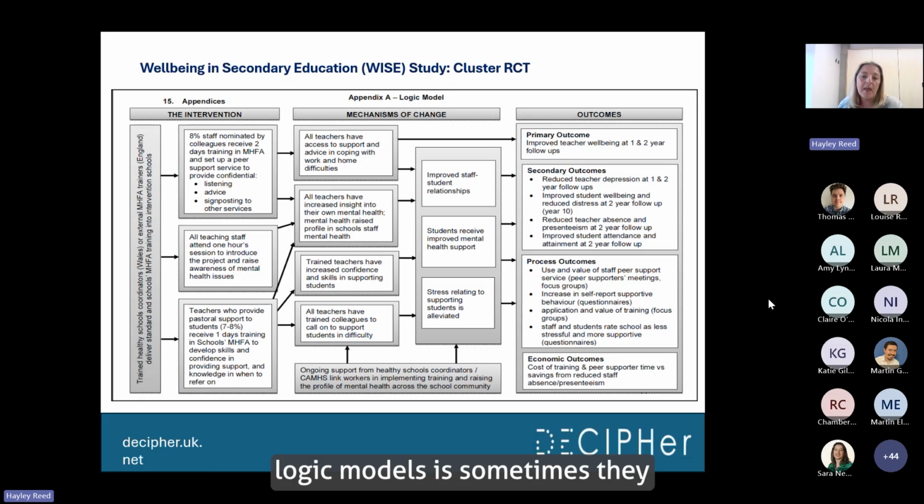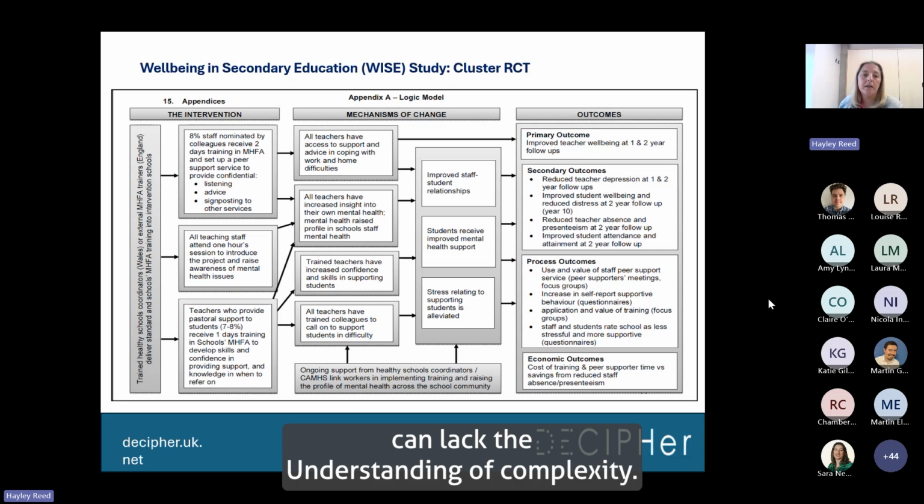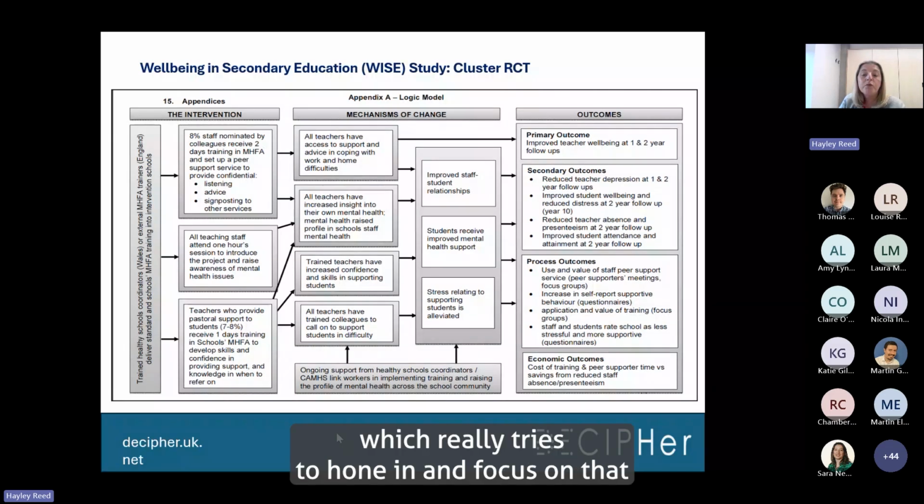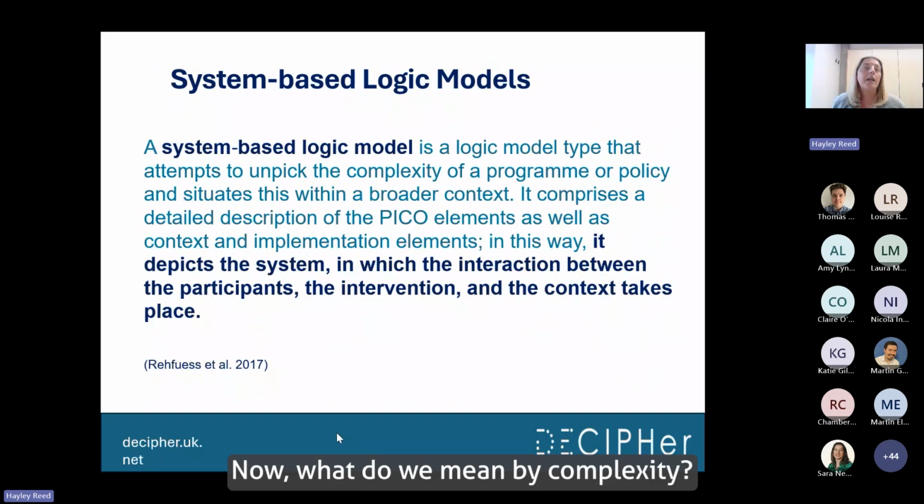And one thing which people do say in terms of process logic models is that sometimes they can lack the understanding of complexity. And we'll move on to think about system-based models, which is another type, which really tries to hone in and focus on that complexity. Now, what do we mean by complexity?